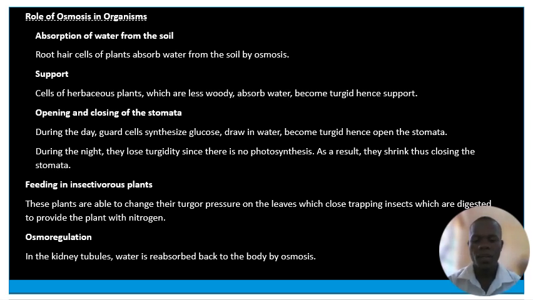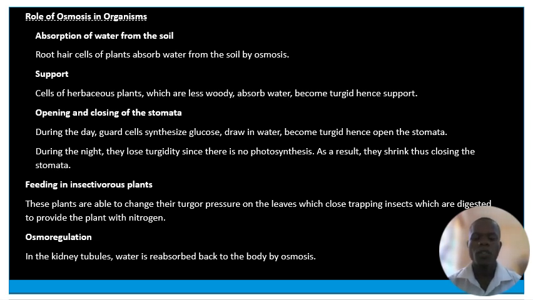Someone may ask, how do plants obtain water and nutrients from the soil, since they don't have anything to feed from? This is carried out with the help of osmosis, whereby plants acquire mineral salts and water from the soil by a process known as osmosis.